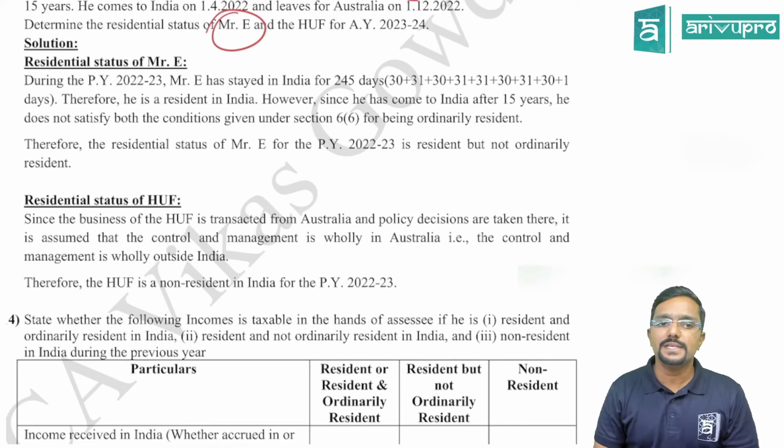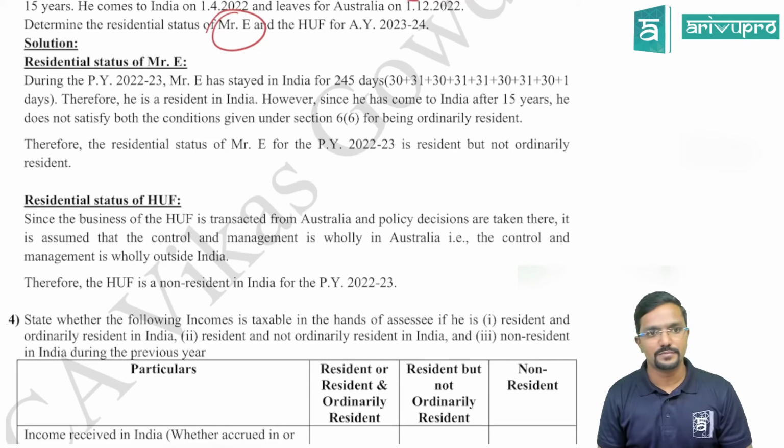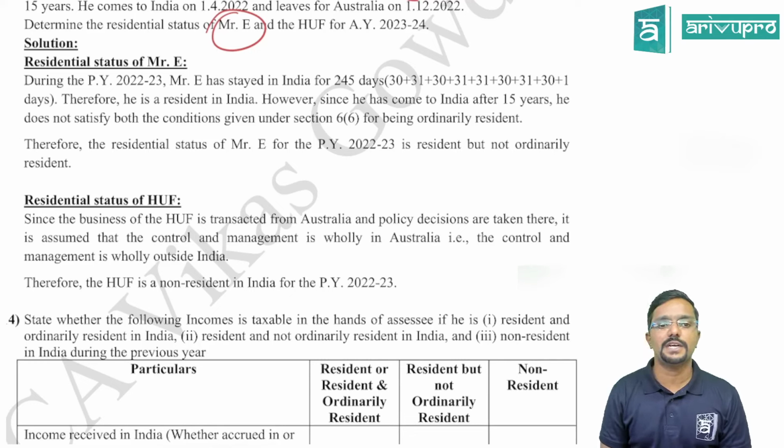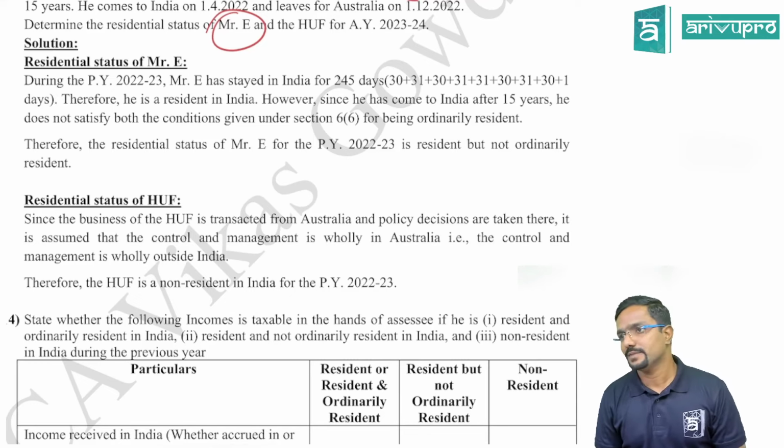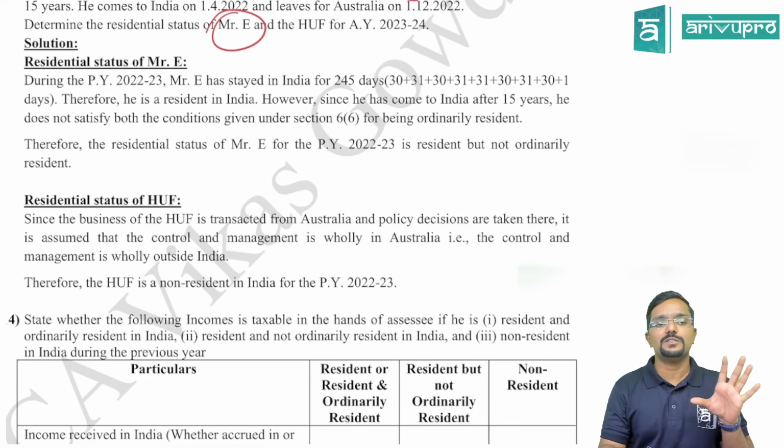Therefore, he is resident in India. However, since he has come to India after 15 years, he does not satisfy both the conditions given under section 6.6 for being ordinary resident. Therefore, the residential status of Mr. E for the previous year 22-23 is resident but not ordinary resident. Clear? Yes, sir.